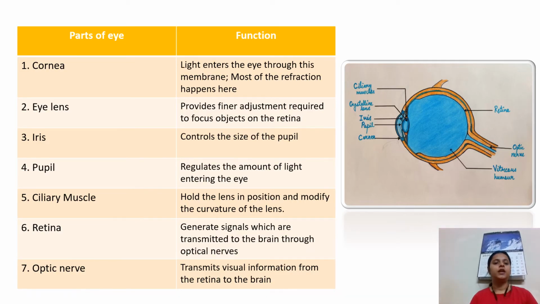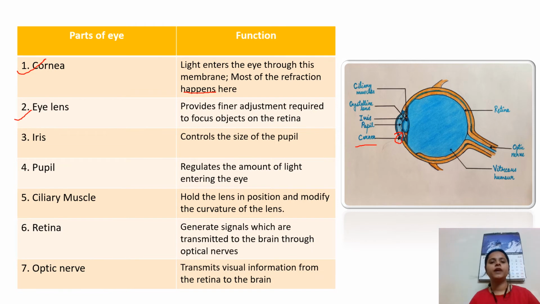Wow. So here on the left hand side we have given the different parts of eye, and on the right hand side the functions are given. Now we are going to read about the parts of eye and its function. Our first part is the cornea, and in this diagram you can see where the cornea is present. Here is the cornea. Now let's read about the cornea. Light enters the eye through this membrane. Most of the refraction happens here, at the cornea.